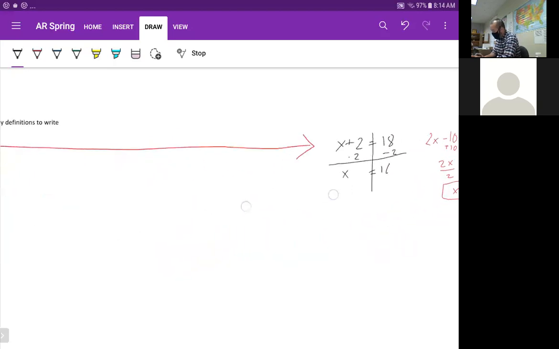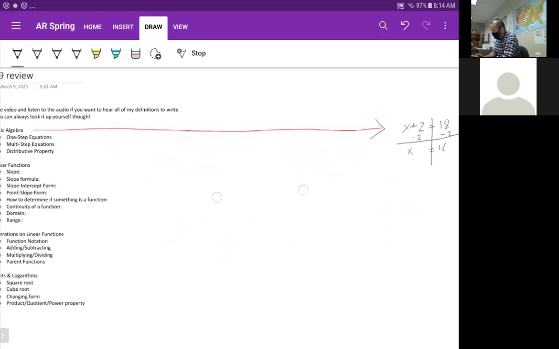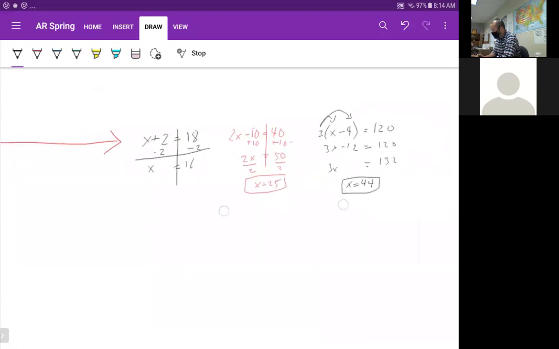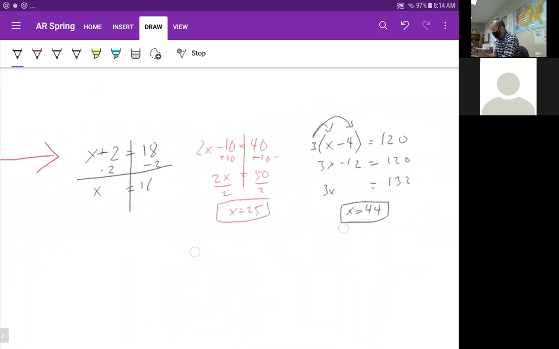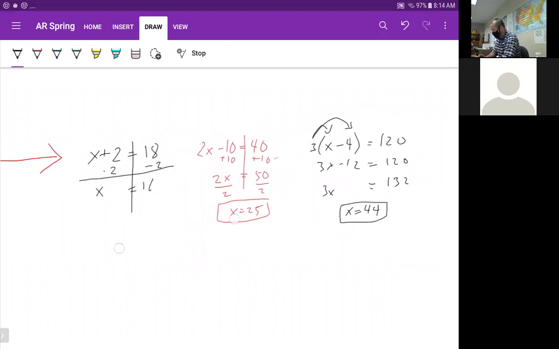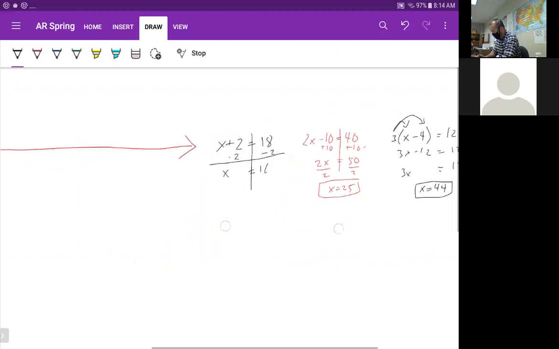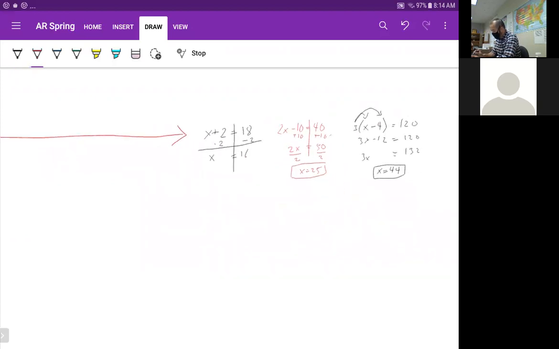So this is the first part. One-step equations, multi-step equations, and using the distributive property as well. With one step, the definitions are really just self-explanatory. Okay, so that's unit 1.